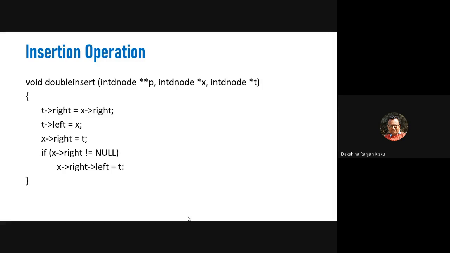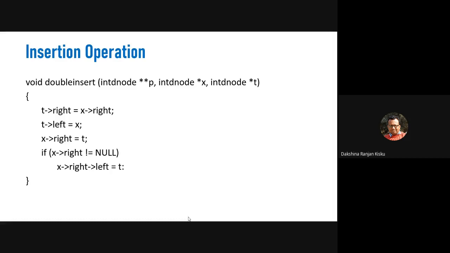That is why in the function definition here you can see that the function name is double insert, but the return type is void. When I use a single pointer for the head pointer p, then there will be a return type, and that return type will be a pointer of the structure name. So here the structure name is int node. Then there will be a return type for this function double insert.